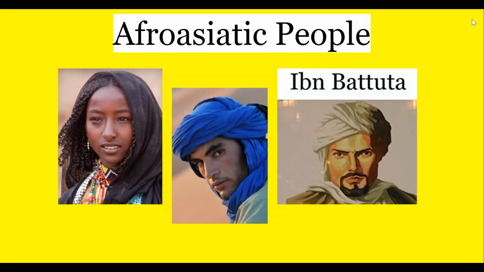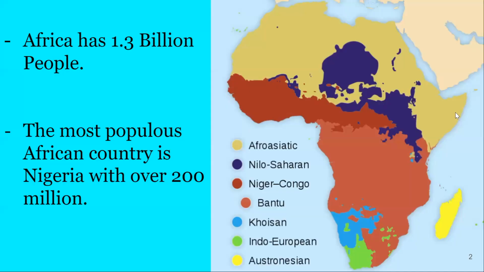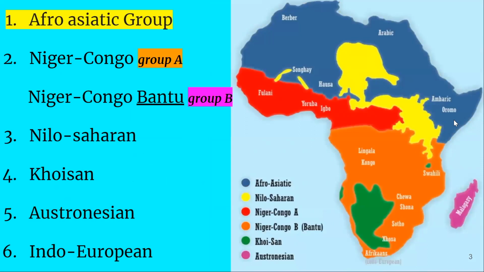So who are Africans? In this video, we are covering Afro-Asiatic people of Africa. Africa has 1.3 billion people, and the most populous African country is Nigeria, with over 200 million people in that country. They're not all one tribe. There are different tribes found in Nigeria. Actually, there are different tribes found in the whole continent of Africa, but all Africans can be grouped into 5 distinct groups, 6 sometimes, but we will deal with 5.